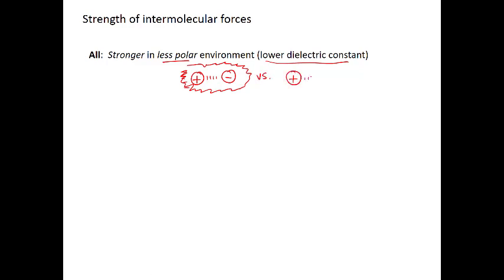Whereas if we're in a polar environment, what's going to happen is that we're going to have partial negatives interacting with our positive charge and partial positives interacting with our negative charge. And so this attractive force will be very strong, whereas this attractive force is going to be weaker because each of these molecules is also being pulled in different directions. You can think of it as like a vector sum sort of thing.